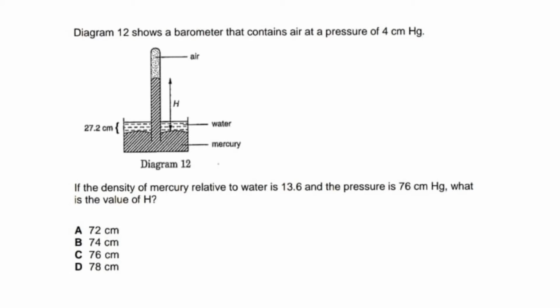In this barometer question, you have a test tube with air inside here, so take note it's not vacuum, and you have a column of mercury of height h from this level, and on top of the mercury you have a layer of water which is 27.2 cm height.